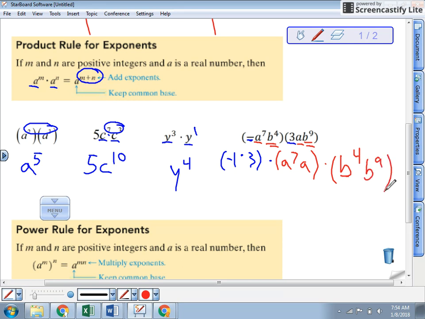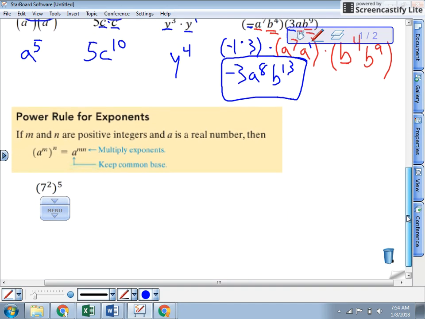So when we do that, we're going to have -1 times 3 is -3. A to the 7th times A, remember that's really a 1 there, so that's going to be A to the 8th. And then B to the 4th times B to the 9th is B to the 13th. So our final answer is this right there. Again, combining the same bases.